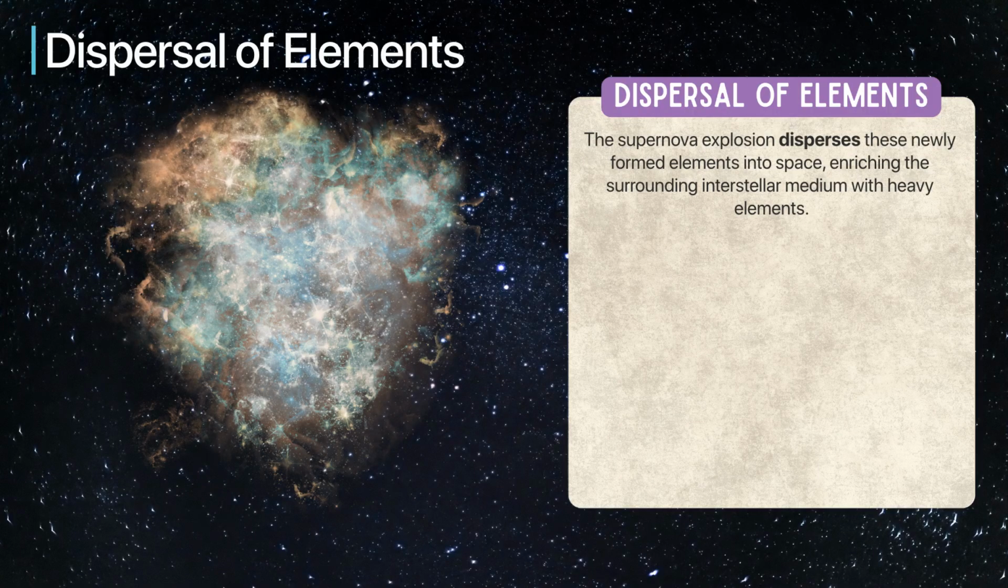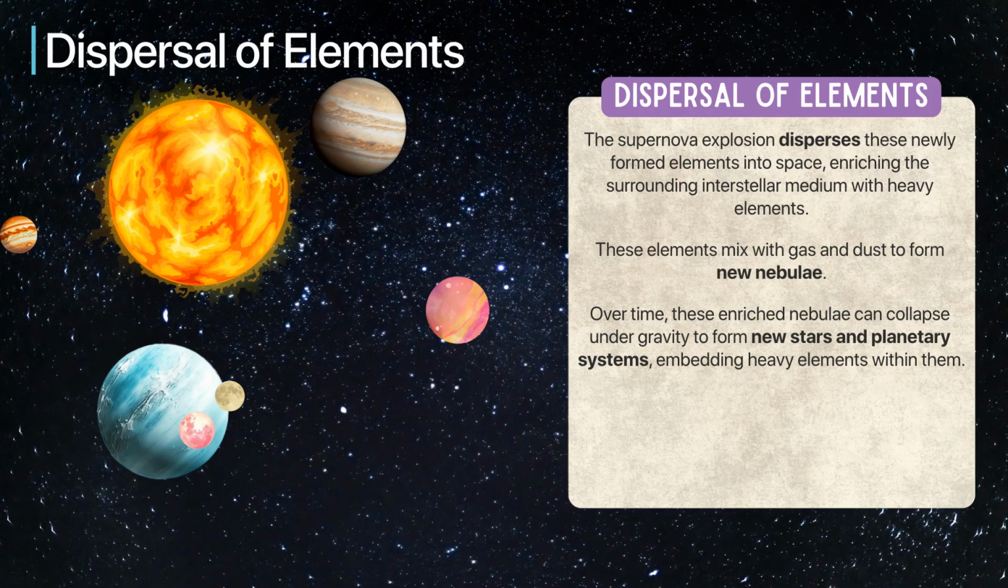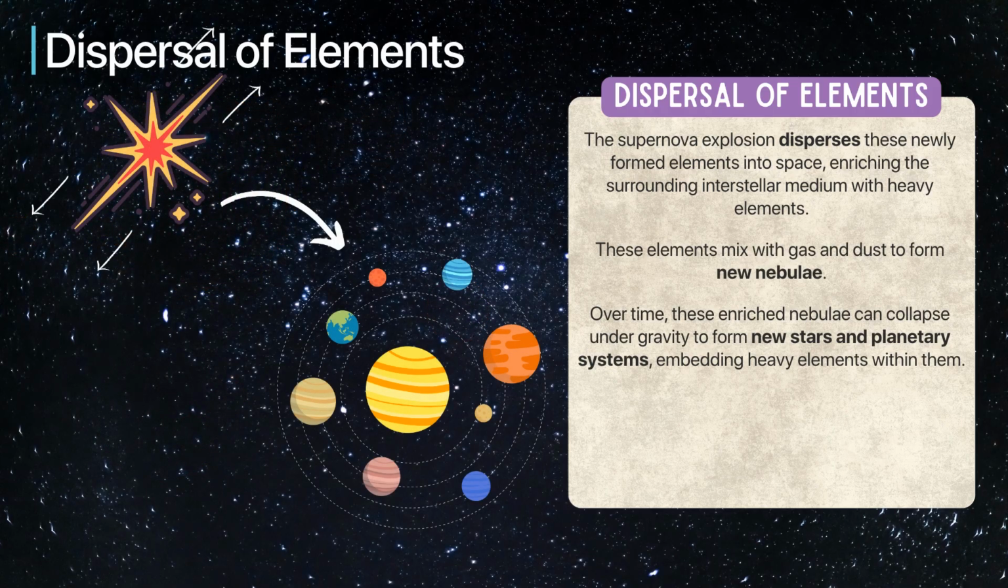The supernova explosion disperses these newly formed elements into space, enriching the surrounding interstellar medium with heavy elements. These elements mix with gas and dust to form new nebulae. Over time, these enriched nebulae can collapse under gravity to form new stars and planetary systems, embedding heavy elements within them. This means that our solar system, including Earth, contains elements that were once formed in previous generations of stars. The fact that our planets contain elements heavier than iron confirms that our world was once part of a star.